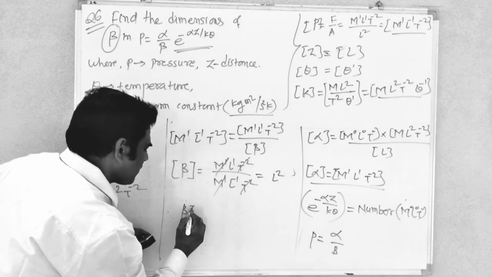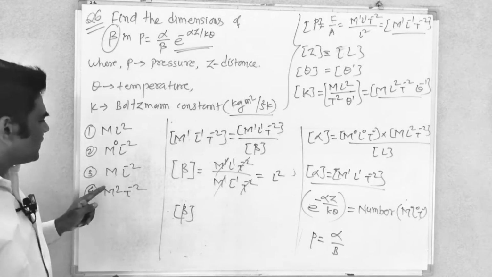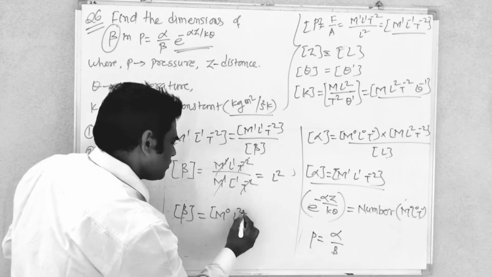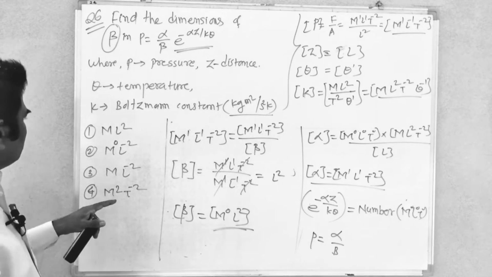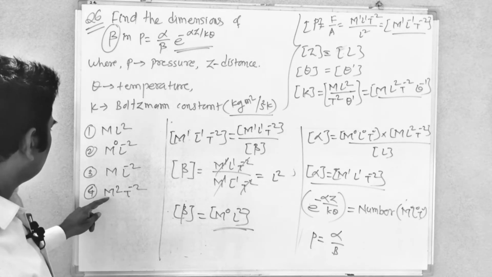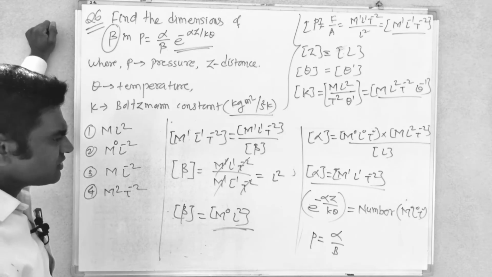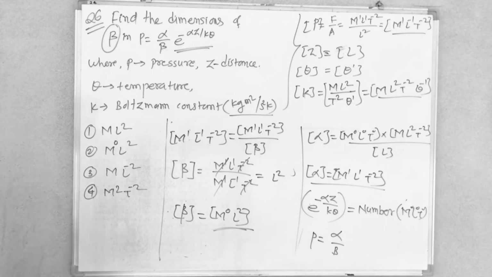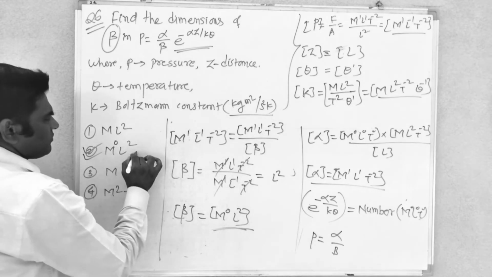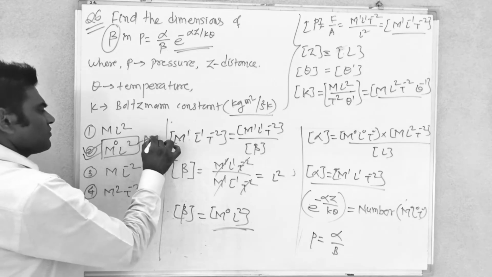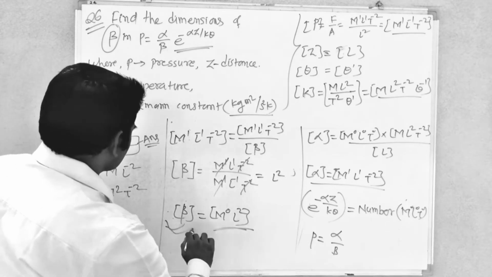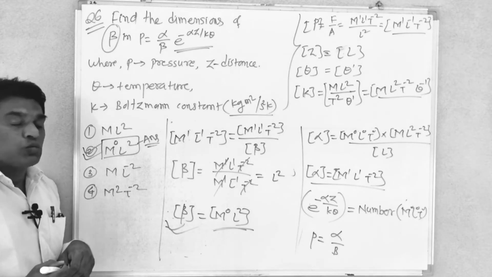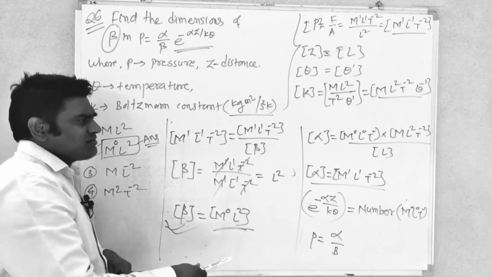So ultimately, what is the dimension of beta? They have given options in M and L. There is no M, so M0 L2. So the option is M0 L square. Is it correct? Check again: the option given is wrong. So this is the answer. Our solution is correct, the option given was wrong; by mistake I had written minus 1, it is plus 1, plus 2. Clear?